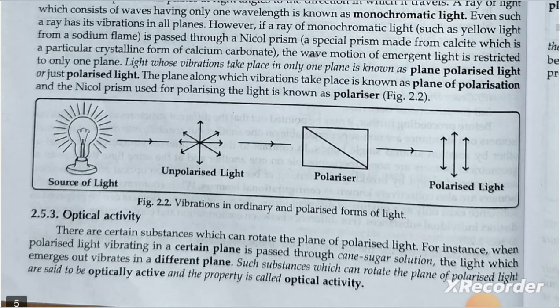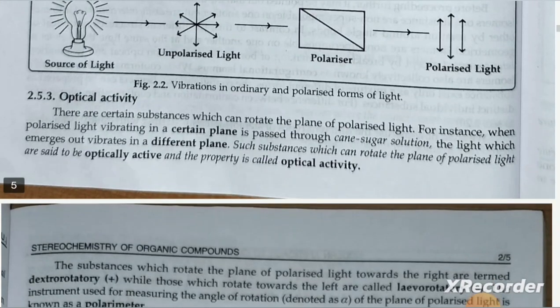Third is optical activity. There are certain substances which can rotate the plane of polarized light. For instance, when polarized light vibrating in a certain plane is passed through cane sugar solution, the light which emerges vibrates in a different plane. Such substances which can rotate the plane of polarized light are said to be optically active, and the property is known as optical activity.